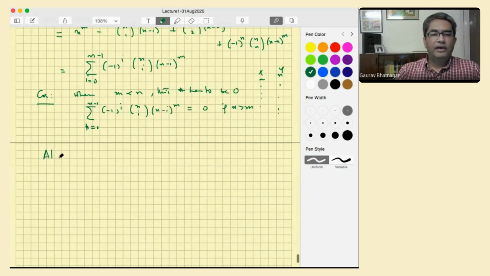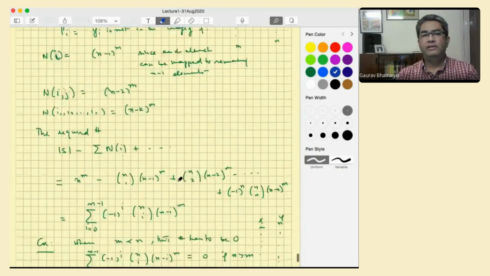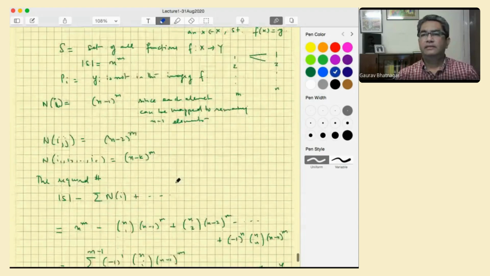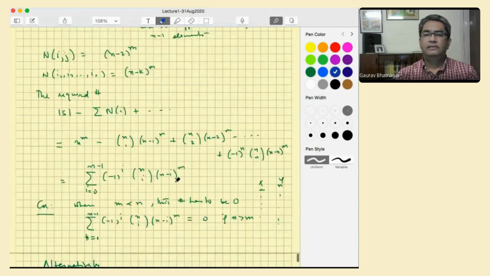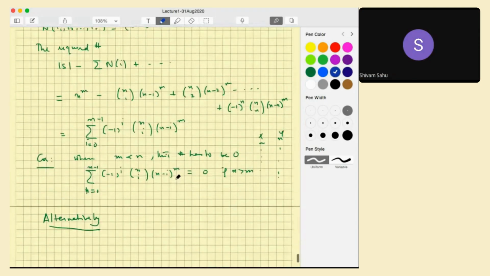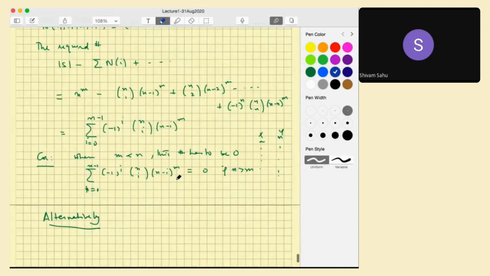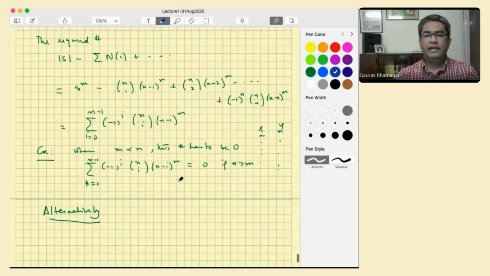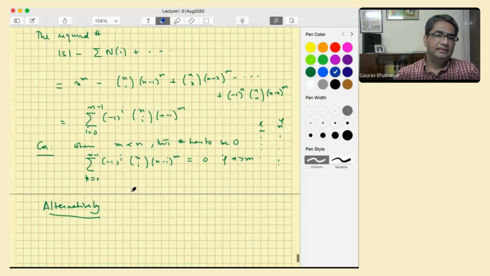Okay, so there's an alternative way too. Any questions so far? Can we say anything about the case when n is equal to m? Yeah, we'll figure that out very shortly.